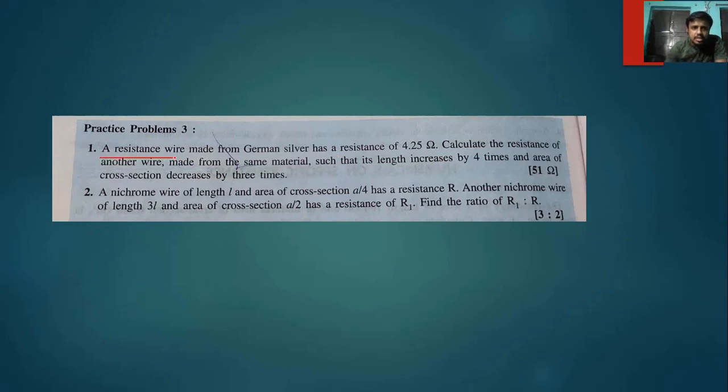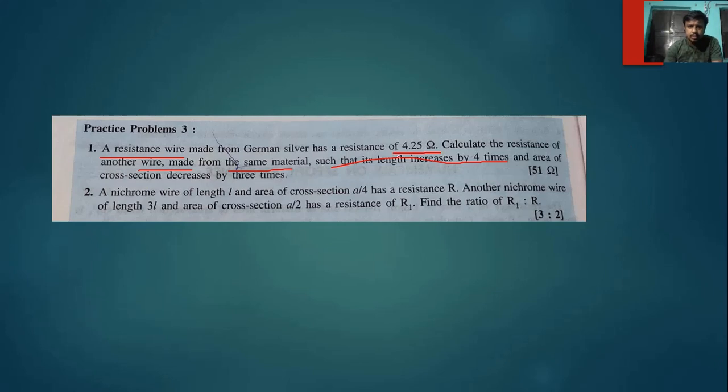A resistance wire has a resistance of 4.25 ohm. Calculate the resistance of another wire made from the same material such that its length increases by 4 times and area of cross section decreases by 3 times. Resistance is given as 4.25 ohm. Calculate the resistance of another wire.